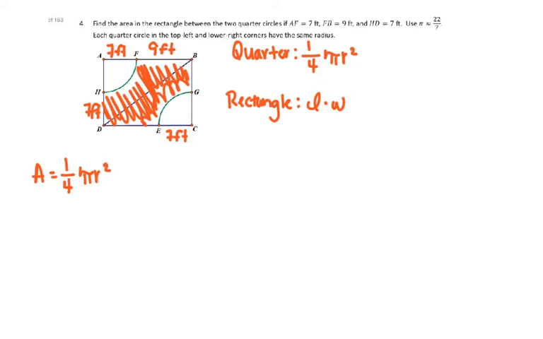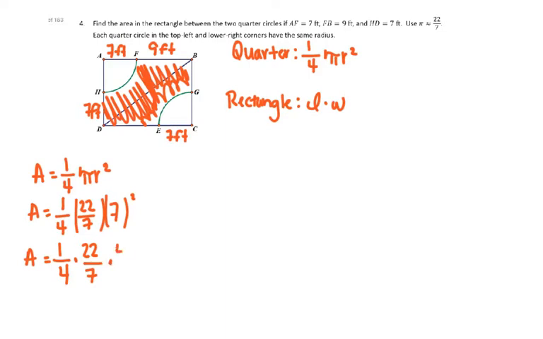Now they gave us the information that the radius of our quarter circles is 7 feet. So we're simply going to plug that information in. Remember we're using 22/7 as an approximation for pi, so I'm going to plug that in there. And I know that my radius is 7 squared. So I'm going to write this out so we can multiply straight across. I've got 1/4 times 22/7, and 7 times 7 is 49, so multiplied by 49/1. All right, so I'm going to multiply straight across.